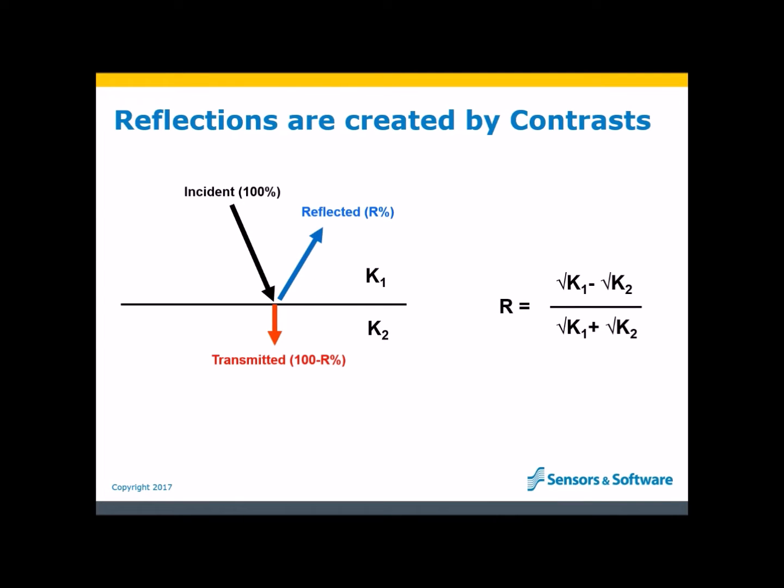Again, what controls how much energy reflects at a boundary between the materials? The contrast in the dielectric constant between the two layers. The bigger the contrast, the more GPR energy that reflects. That is called the reflection coefficient. And here's the formula for calculating it. Let's look at some examples of this.